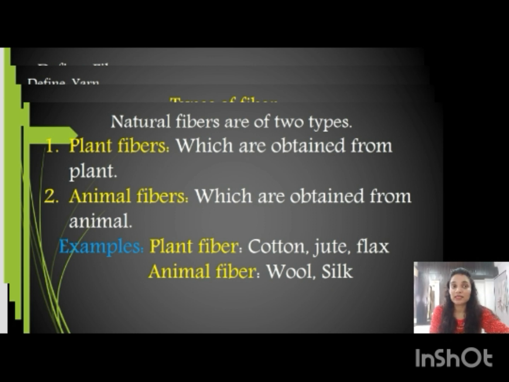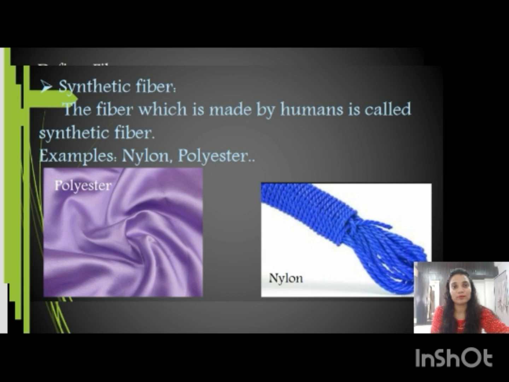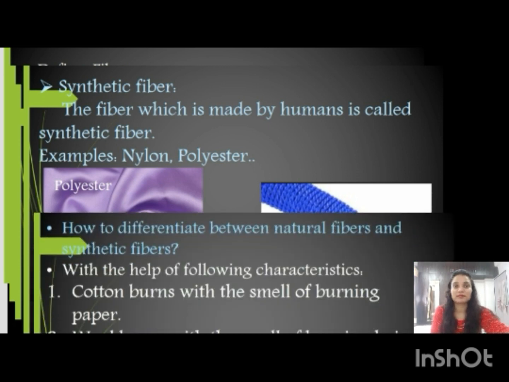If they are asking you to write down natural fibers, you can write down cotton, jute, flax, wool, silk, any two or three. But if they are asking to write down plant fibers, you have to write down cotton, jute, flax, and for animal fibers, wool and silk. Now synthetic fiber is made by humans, artificially in the laboratory, and is called synthetic fiber. Examples are nylon and polyester.